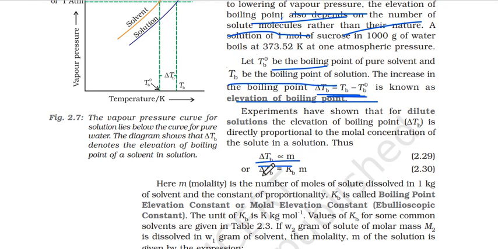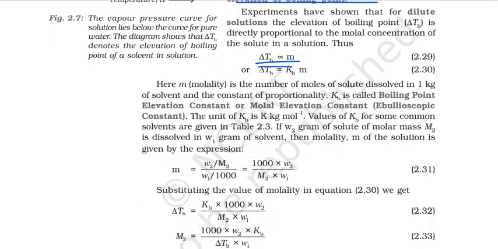Fine. Next up we have, alright, yahan pe aa gaya hamara proportionality constant. m, molality, is the number of moles of solute dissolved in 1 kg of solvent, and the constant of proportionality KB is called the boiling point elevation constant or molal elevation constant or ebullioscopic constant. Ye sare naam yaad rakhne. The unit of KB is Kelvin kg per mole. Wo aap equation se hi nikalenge. Values of KB for some are given.